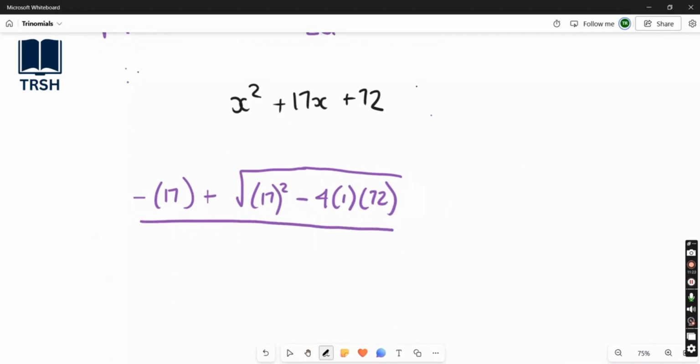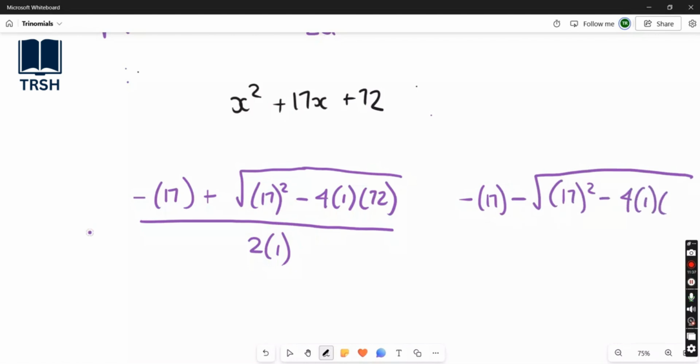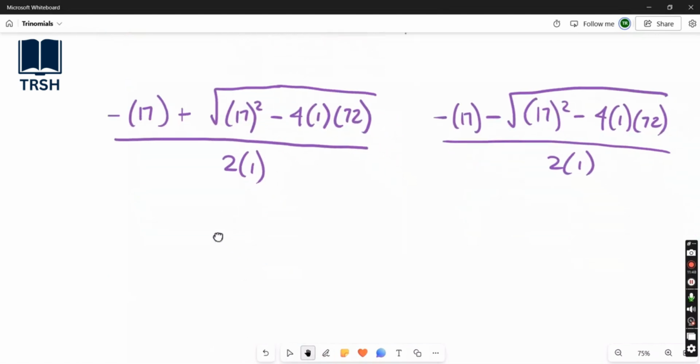So we're going to say divide by 2, and our a value is 1. That's for the one bracket. The next bracket, we're going to have negative 17 minus, same concept, 17 squared minus 4a, and then our c value is 72 divided by 2, and a is that. Now you will see when you get to your answer, you will get one number.